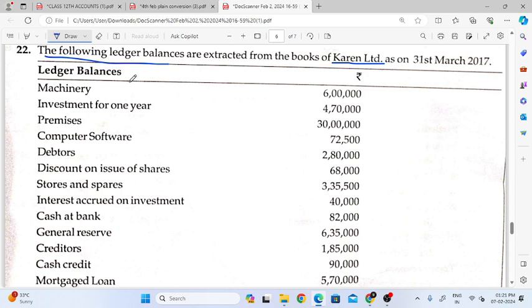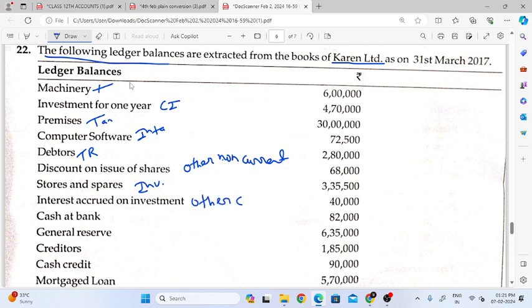The first thing is we have to classify. Machinery is your tangible asset. Investment for 1 year is your current investment. Premises is your tangible. Computer software is your intangible. Debtors is 2,80,000, right? Debtors, so it's trade receivables. Discount on issue of share, other current assets, other non-current assets. Stores and spares is inventory. Interest accrued on investment is other current asset. Cash at bank will come in cash and cash equivalents. Okay.